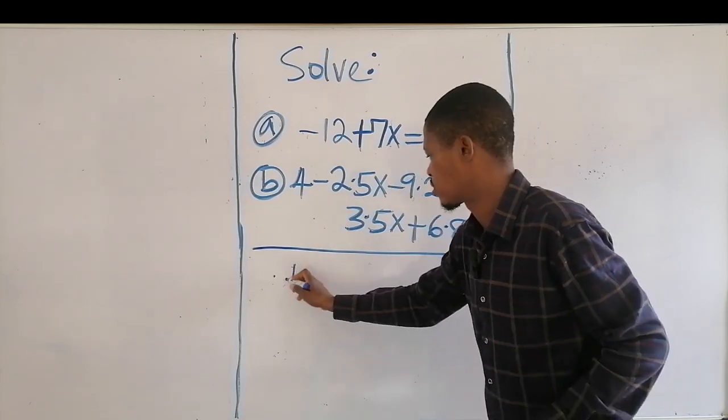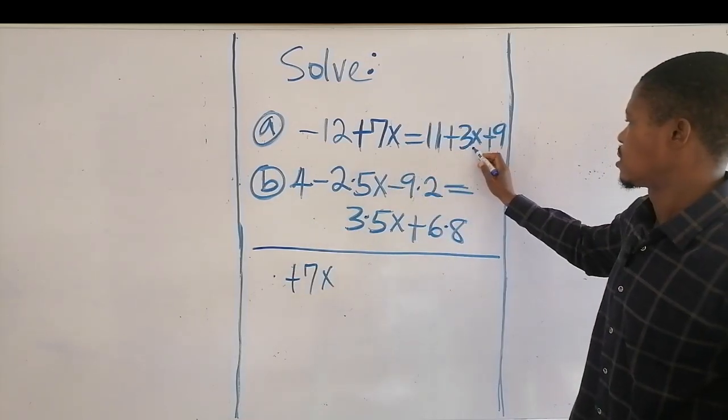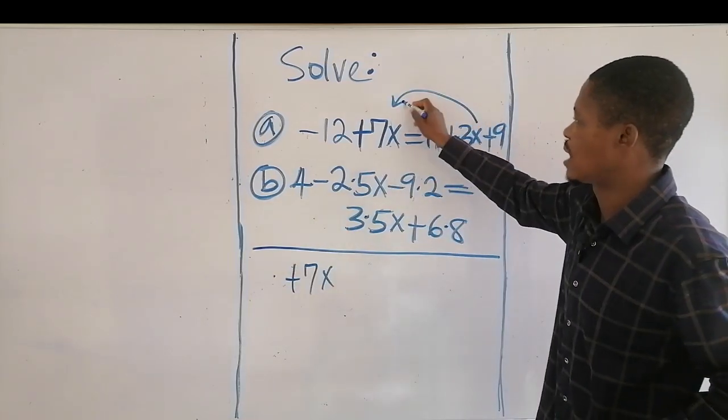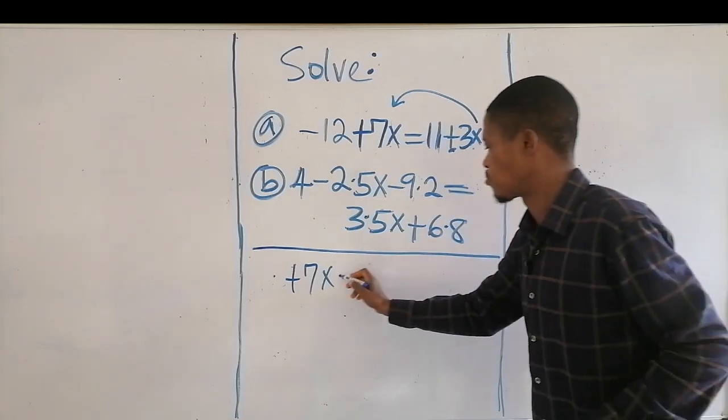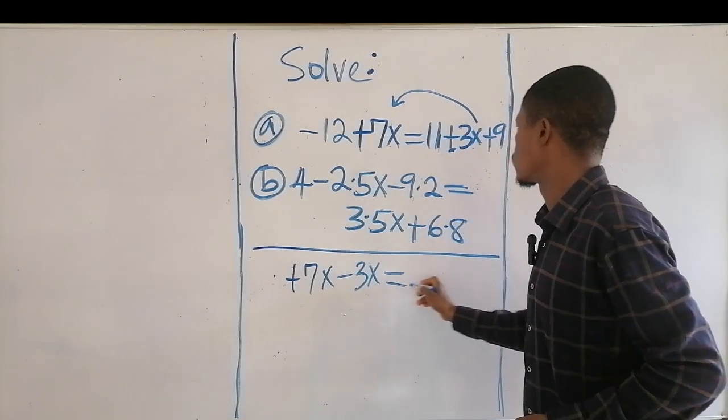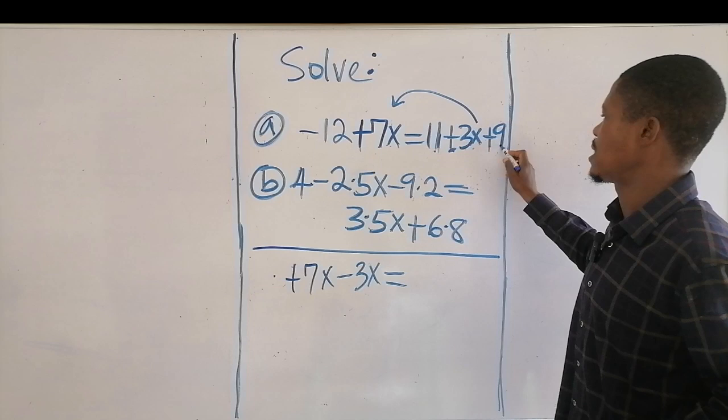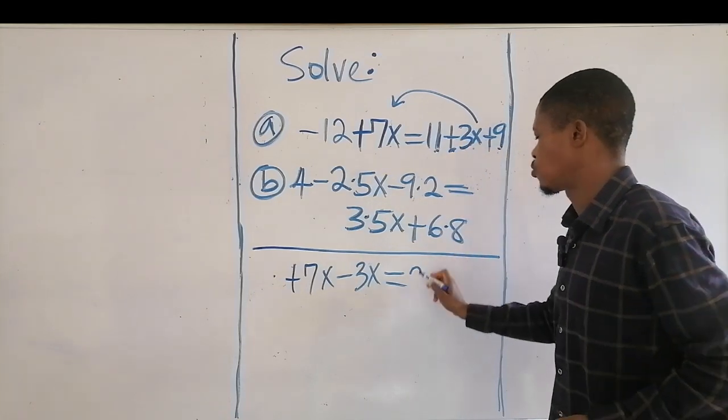This is a plus what? Plus 7. And this one is what? Plus 3. So when plus 3 moves to the other side, the sign will change. So that's minus 3x equal to. Already we have 11 and 9 here. So 11 plus 9, that's 20.